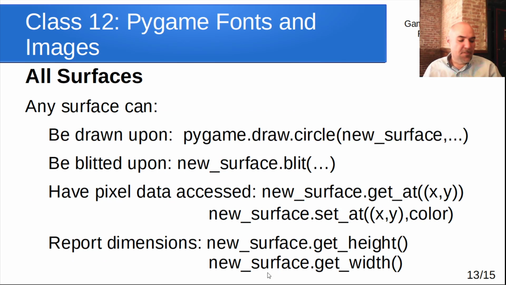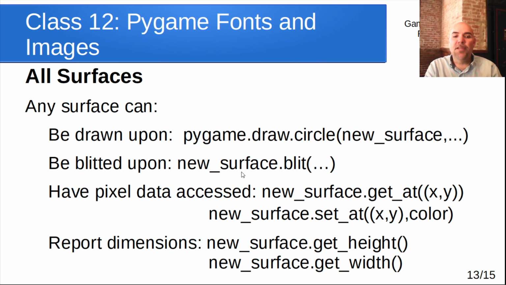All right, so all surfaces, the display surface, any other one, we can draw upon them using the drawing commands, pygame.draw.circle, .line, .lines, .rect, and all the other things. You can also blit things to them, new_surface.blit, and then blit some source surface onto that destination. You can also blit from them onto the display surface.